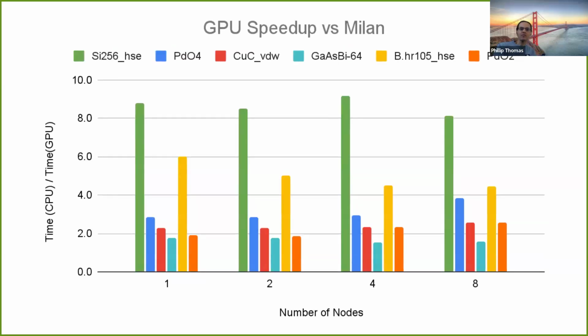And finally, if you compare the performance of Perlmutter GPU nodes with Perlmutter CPU nodes, then you can see that in this case, Perlmutter GPU is running on 4 MPI ranks and 4 GPUs, whereas Perlmutter CPU is running on 128 MPI ranks. And you can see that the speedups are 2 to 9 times, with the GPU being 2 to 9 times faster than the CPU nodes, depending on your system.